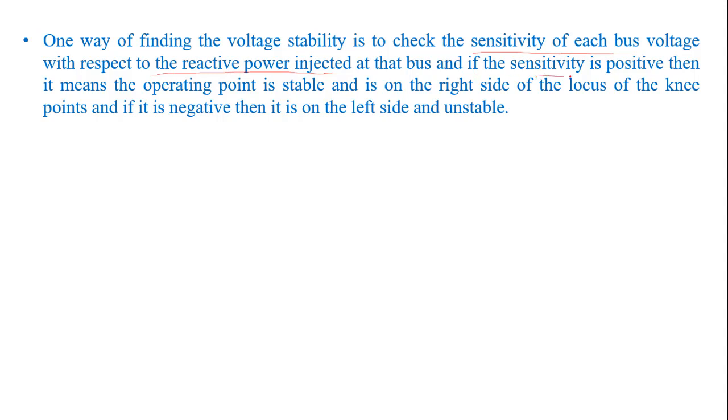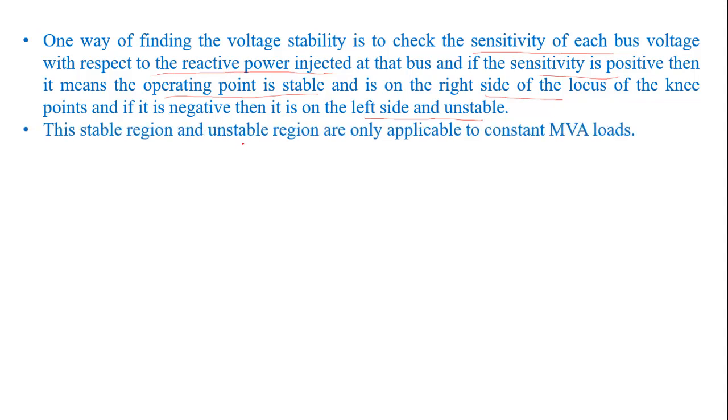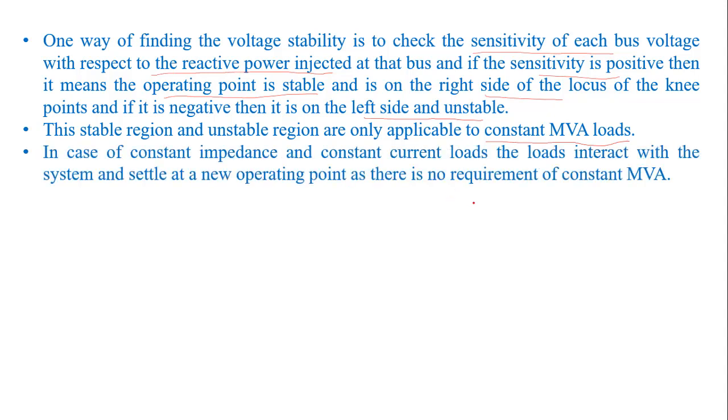If the sensitivity is positive, then it means the operating point is stable and is on the right side of the locus of the knee point. If it is negative, then it is on the left side and it is unstable. So it is very easy to find if we check the sensitivity of voltage with respect to the reactive power injection. So this stable region and unstable region are only applicable to constant MVA load. We should keep in mind that this is only applicable to constant MVA loads, not for constant current and constant impedance load.